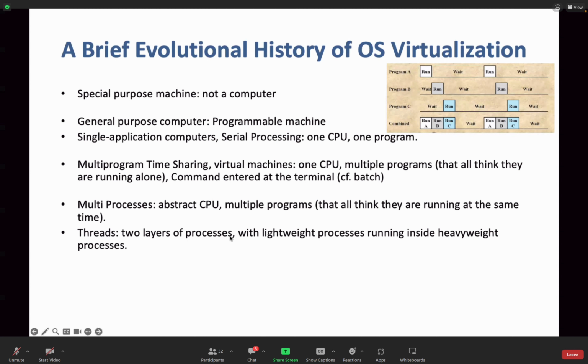So I already have written it here. Do you see the cursor?